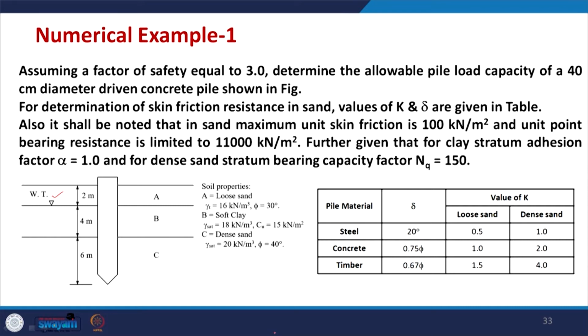What data is given to you? For determination of skin resistance in sand, values of K and delta are given in the table as discussed. Also, in sand the maximum unit friction should not exceed 100 kPa, while the unit bearing resistance cannot exceed 11,000 kPa. Further, for the clay stratum the adhesion factor alpha is given, and for the dense sand stratum the bearing capacity factor Nq is given, 150. So, using all these data we start our calculation.